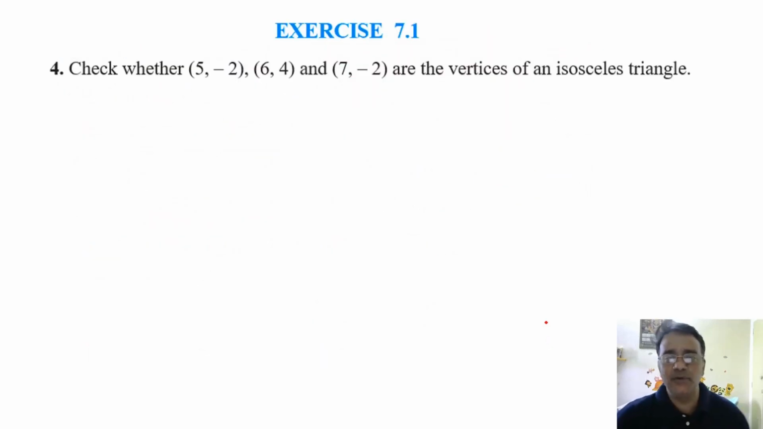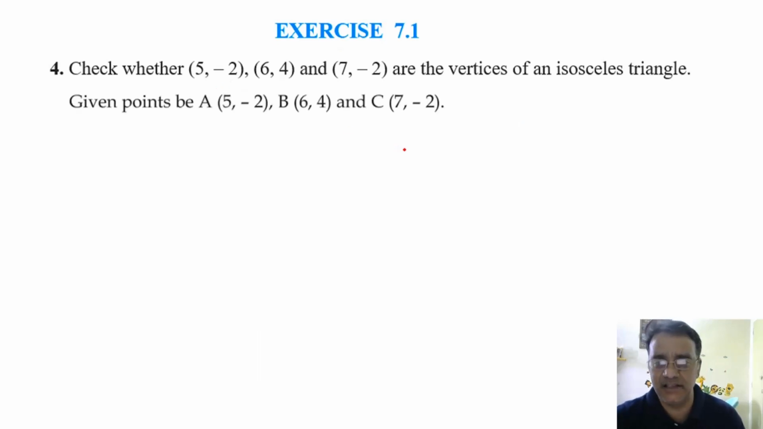Now let us move towards some important questions of exercise 7.1. This is a triangle based question. Check whether these 3 points are the vertices of an isosceles triangle or not. For an isosceles triangle, you have to check any two sides are equal. So we'll mark them as A, B and C.